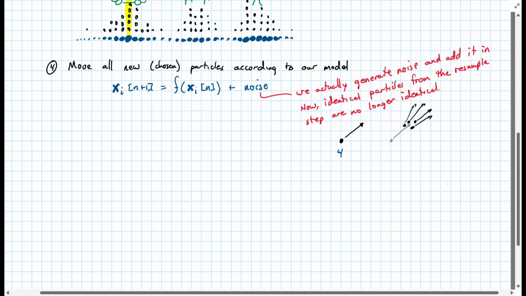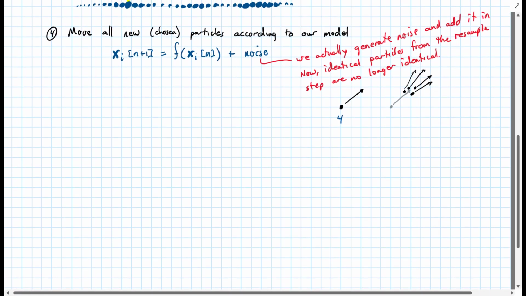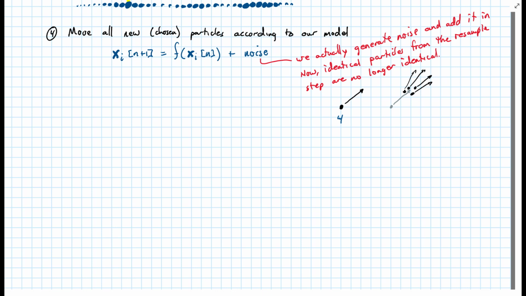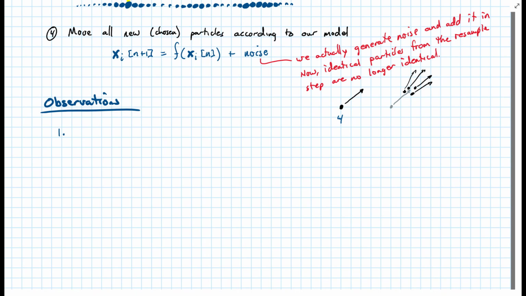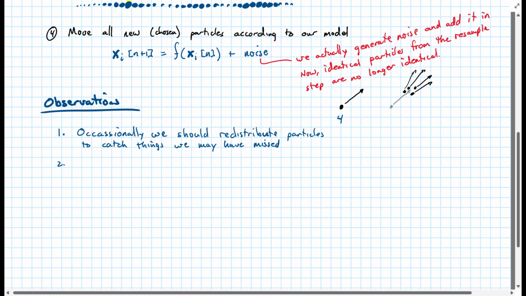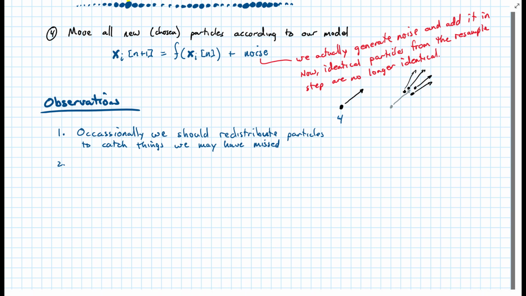So let me summarize some of these observations and make a few more. So the first observation is what we just said about redistributing particles. This can be done by taking some percentage of the particles that we have and randomizing their states once again.